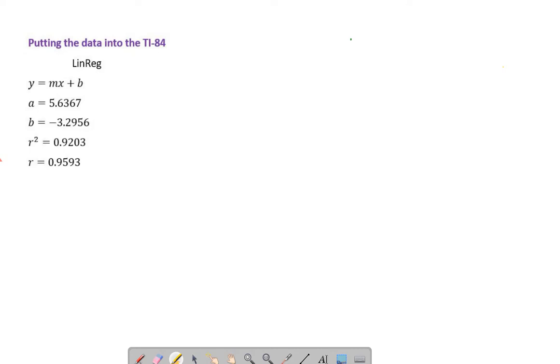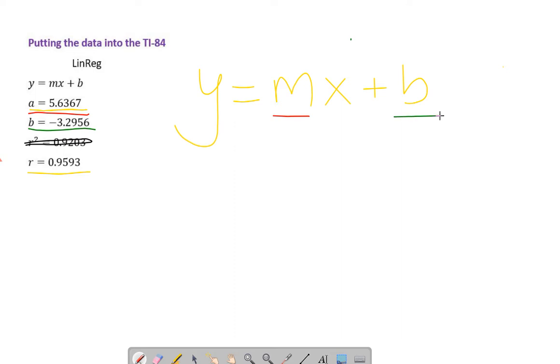Your A value, let me go back to my pen. This A value is going to be your slope, okay? And then the B is going to be your y-intercept. Remember, we're not using the R squared in this video. We're going to use your R value though. The R value is your correlation coefficient. So let's first just write the equation, okay? The equation says y = mx + b. M is going to be my a value, and b is going to be the b value right here.